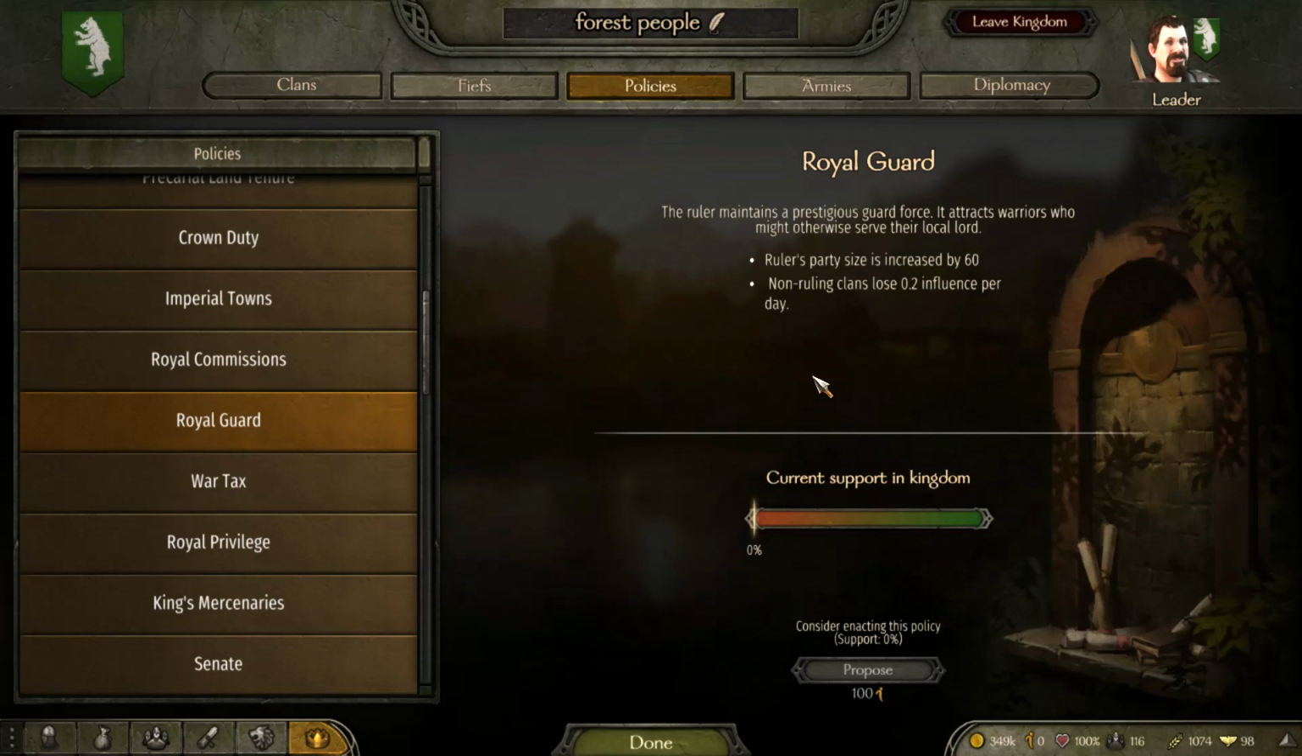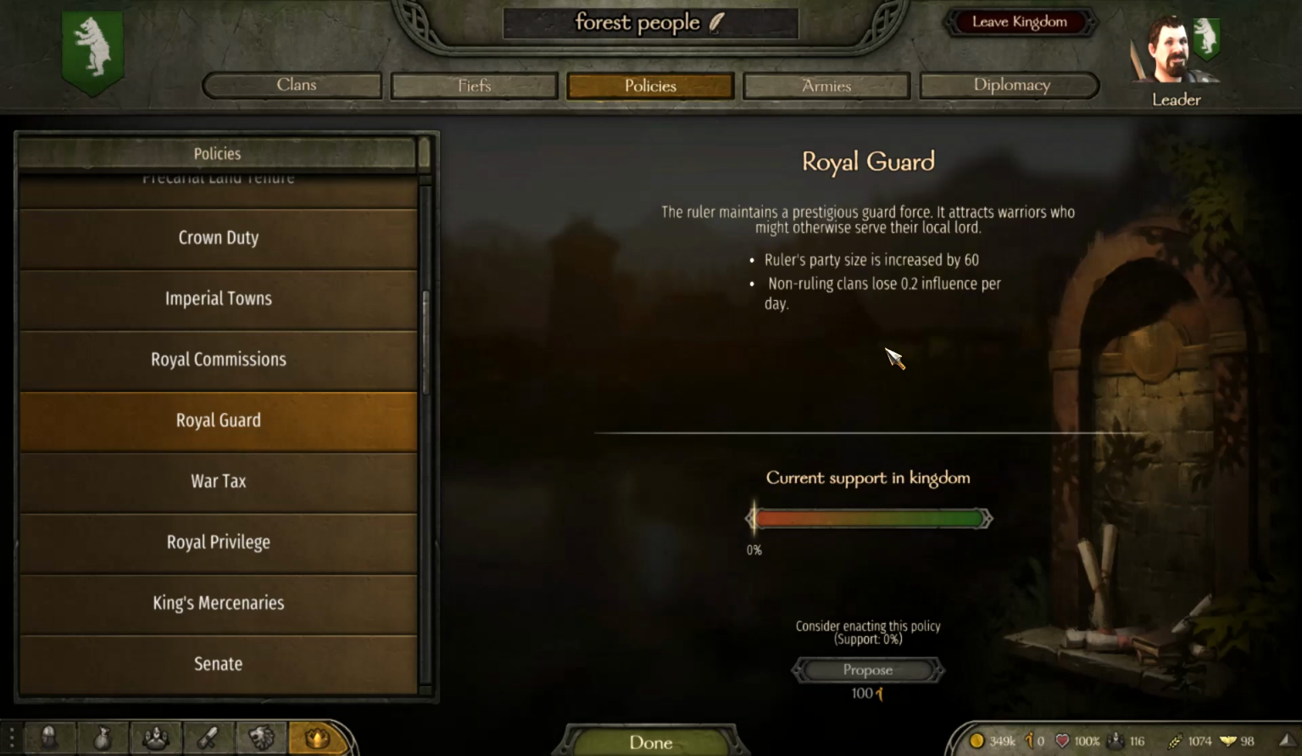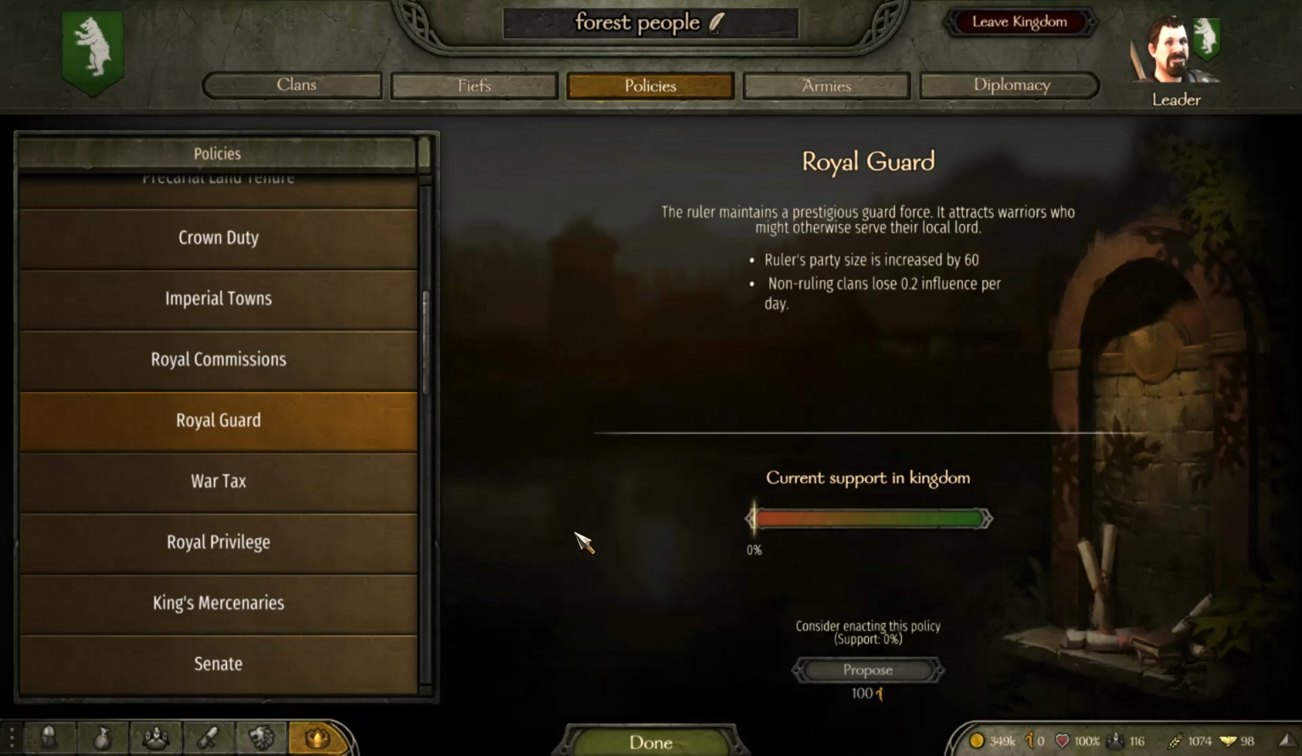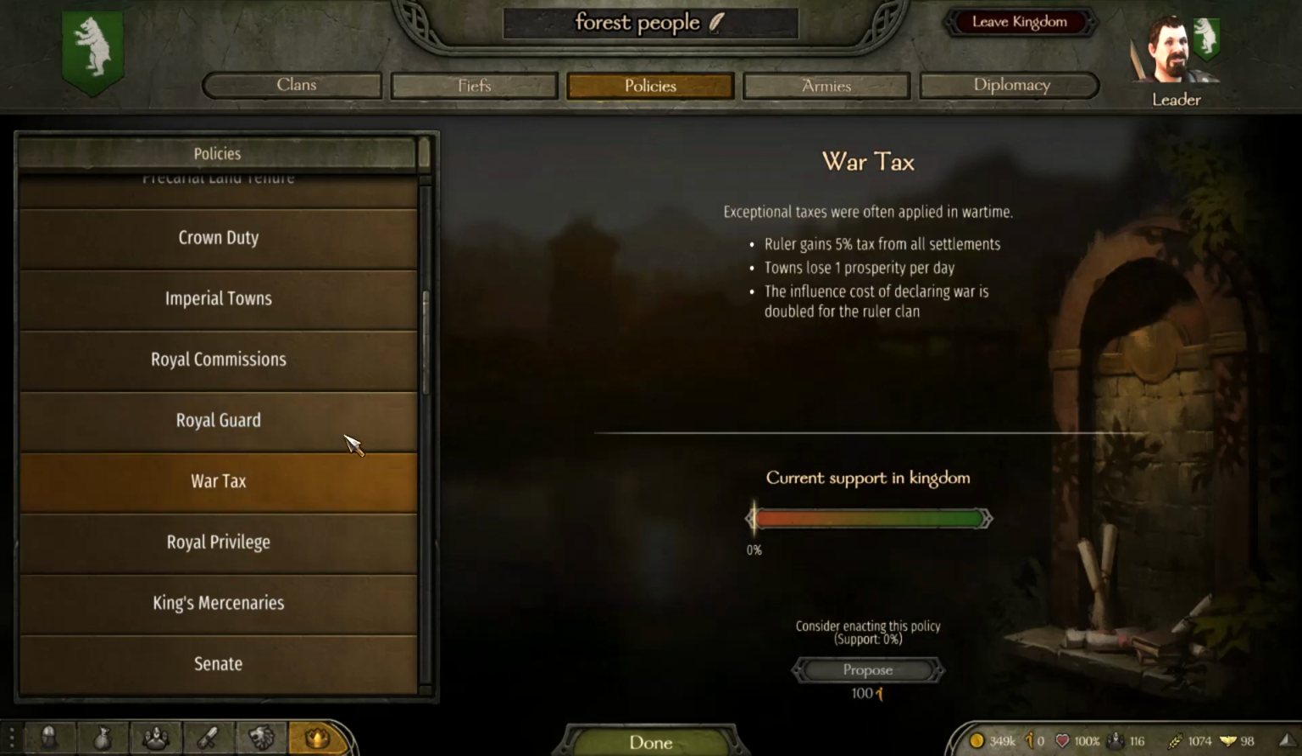Royal Guard, so rulers' party is increased by 60, non-ruling clans lose 0.2 influence per day, so it's actually not too bad. 0.2 influence isn't much, and they'd probably counteract that as long as they've got any form of settlement. So you'd probably be alright with that one, and the extra 60, so that is a lot of extra men that you could have in your party, so that could really help you. Again, this is kind of one that you could pick when you go to war with somebody, and then you could get rid of it afterwards. It's not one you have to hold, so it could be a very good temporary one.